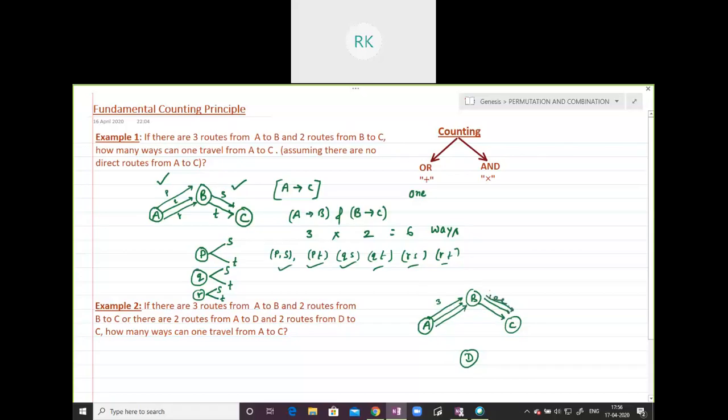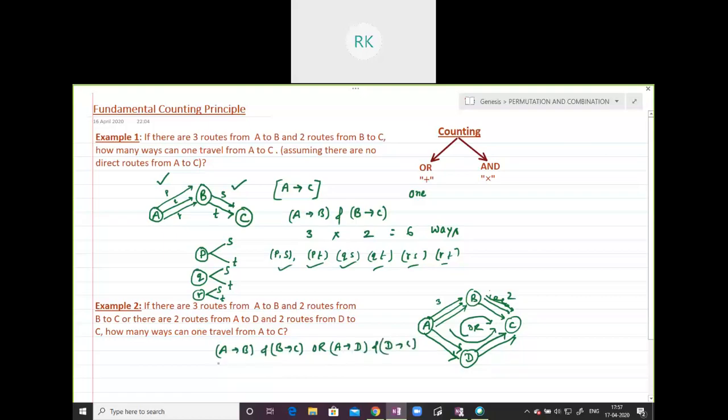B to C, 2. And again, A to D also there are 2 routes, right? And also again 2 routes, right? So I have 2 options. One option either this way, or I can travel this way, right? So can you say that I can travel from A to B and B to C, this is one, or I can travel A to D and D to C. Very, very simple.